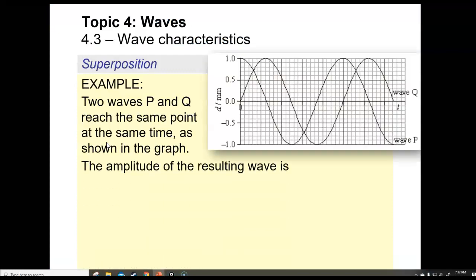Okay, and just one more quick example. Two waves P and Q reach the same point at the same time as shown in the graph. The amplitude of the resulting wave is what? Now you have to be really careful with the terminology. Amplitude and displacement are not the same thing. It's really important that you understand that.